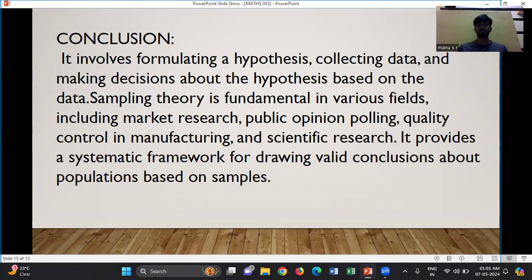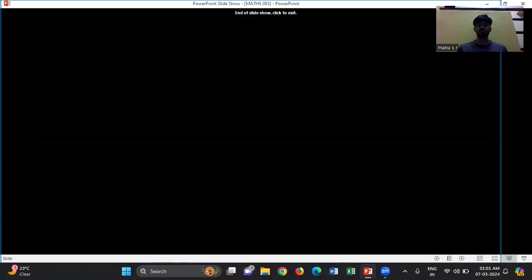Sampling theory is fundamental in various fields, including market research, public opinion polling, quality control, manufacturing, and scientific research. It provides a systematic framework for drawing valid conclusions about the population based on a sample.